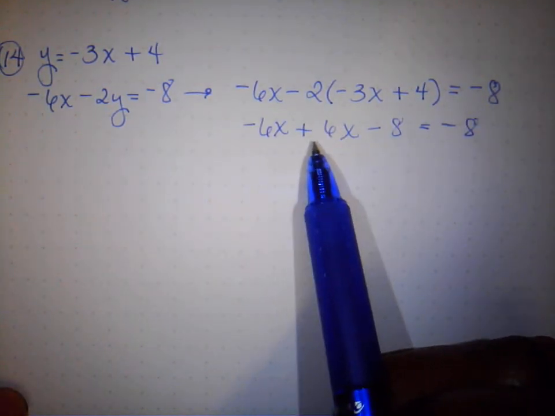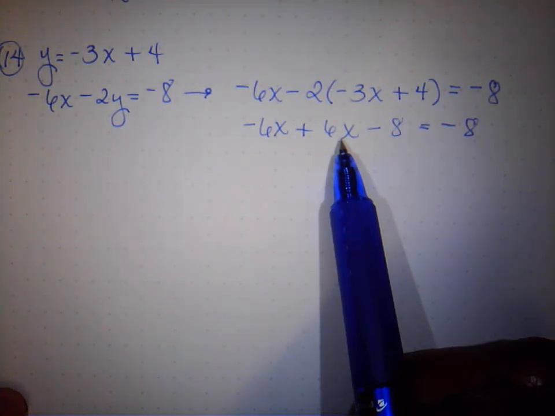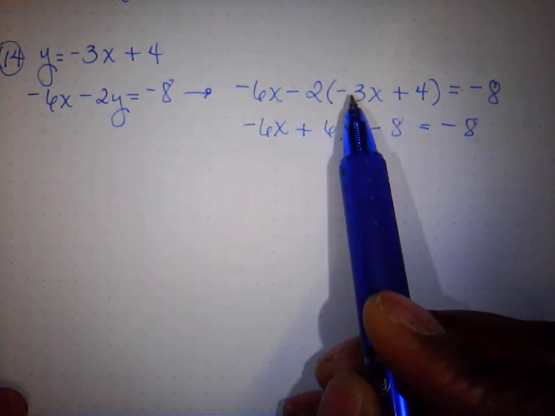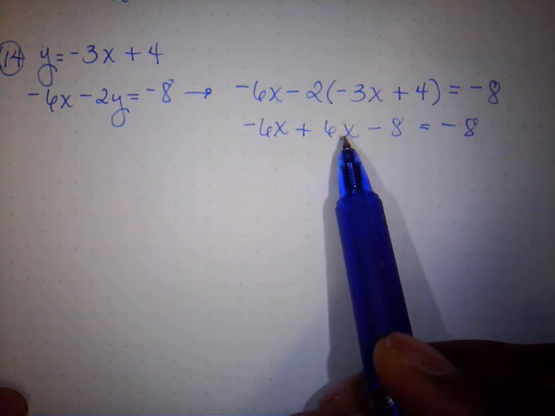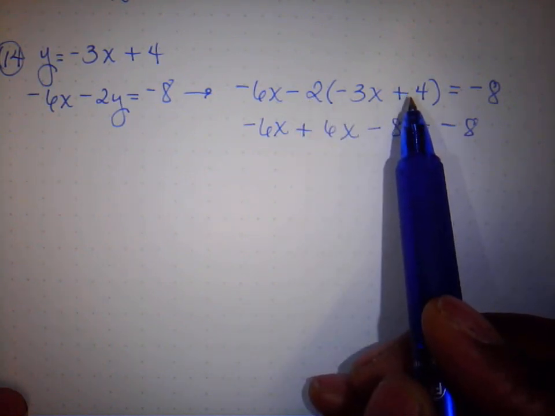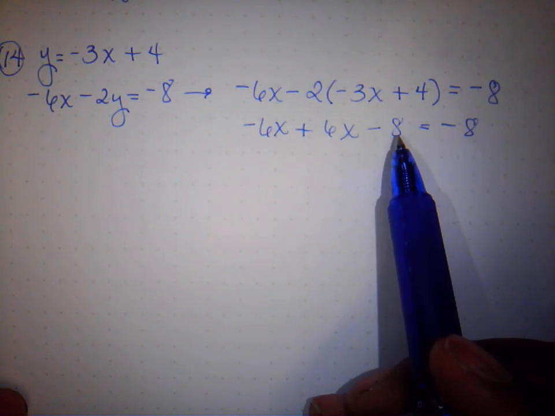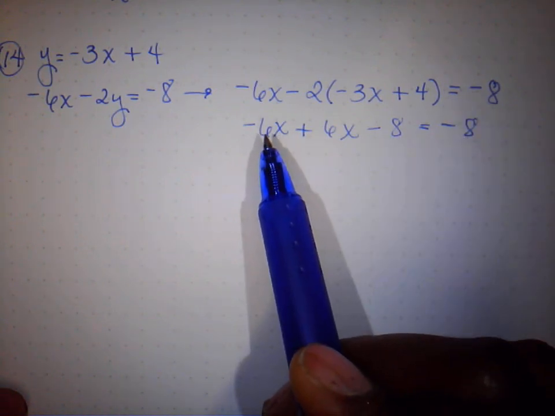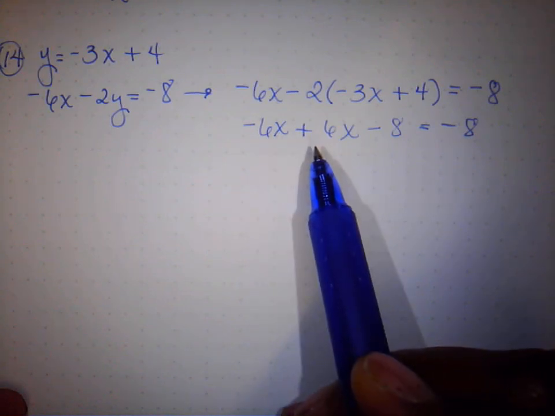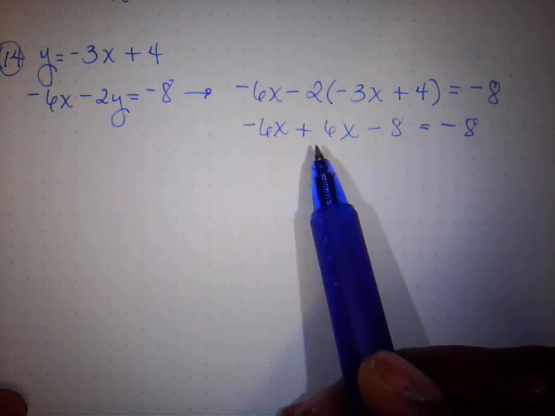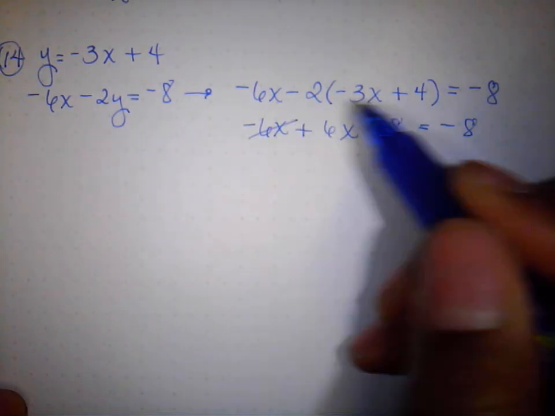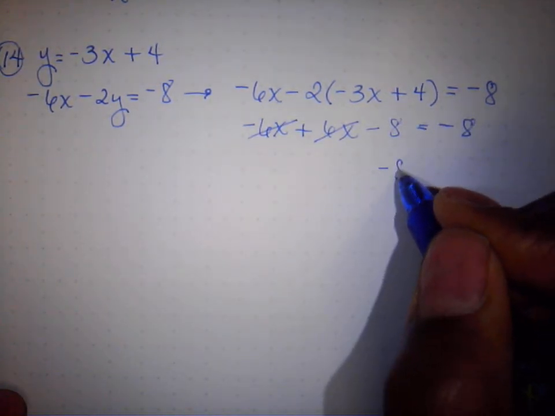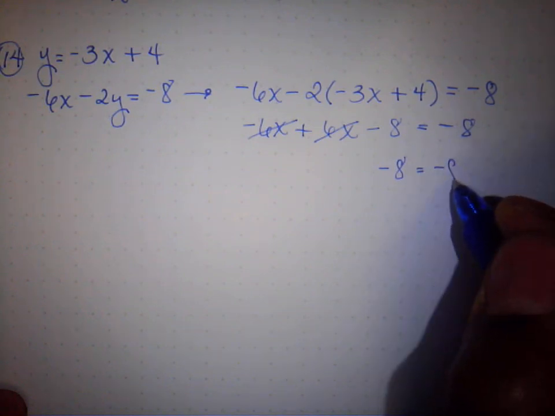So this negative 6x plus 6x, let me just recap it for the video. Sorry, y'all. Negative 2 times negative 3x is going to be this positive 6x. Negative 2 times a positive 4 is a negative 8. Okay? Then we bring down this negative 8. Now notice, negative 6x plus 6x is 0x, right? They actually add out. They cancel out, don't they? Okay? So I end up with negative 8 being equal to negative 8.